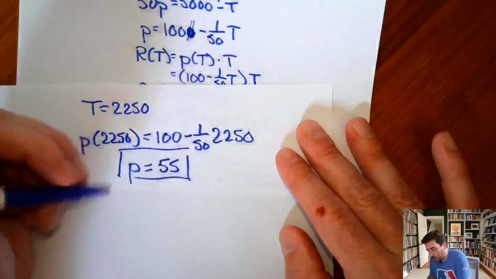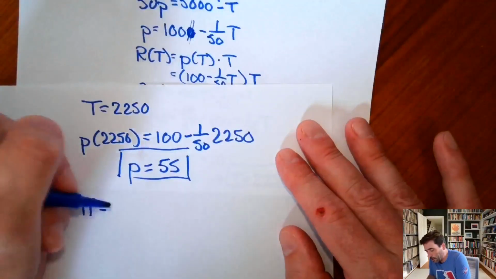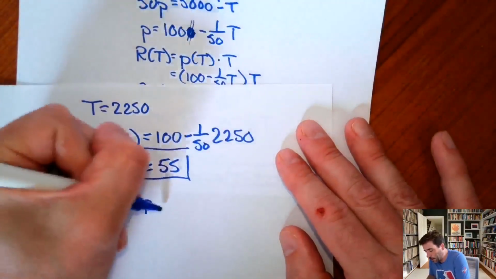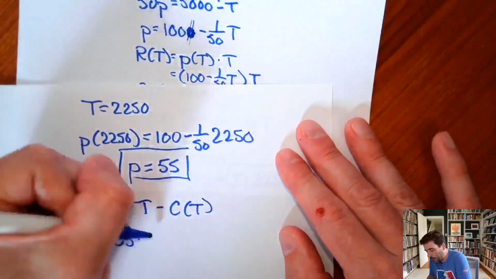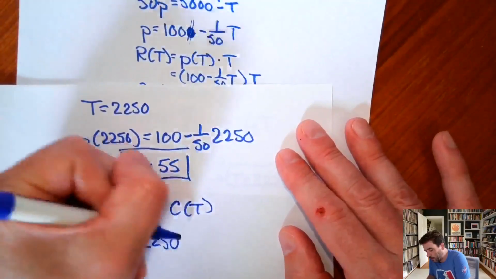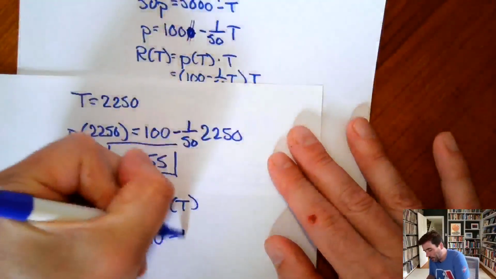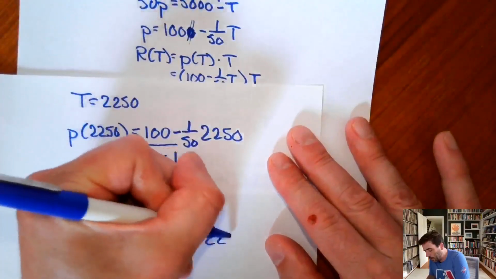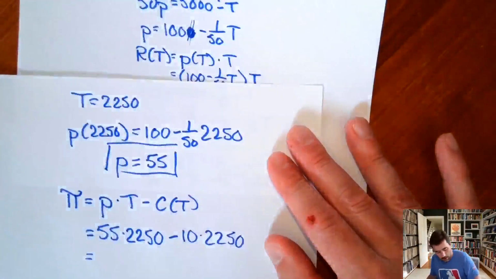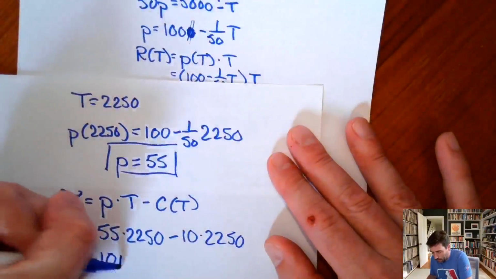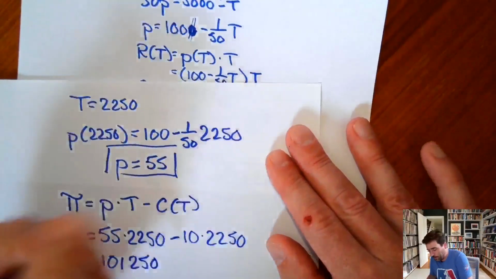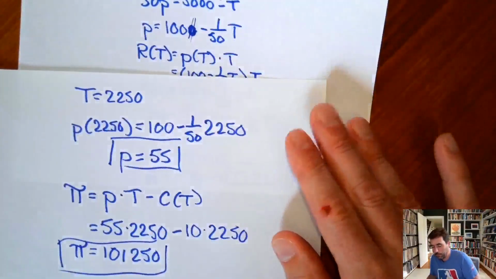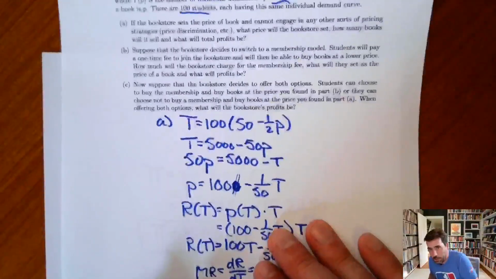The final thing we had to figure out was their total profits. Their profits are going to be P times T minus the cost of that T. So our price was 55, our T is 2,250, and our costs are just that $10 a book times 2,250. That is going to work out to 101,250 if my little notes to the side are correct. Okay, part A is done. Let's head back and see what we're supposed to be doing now in part B.